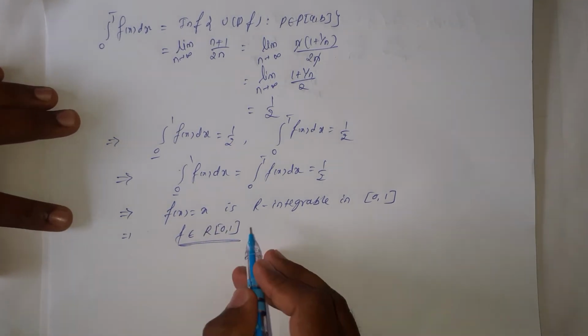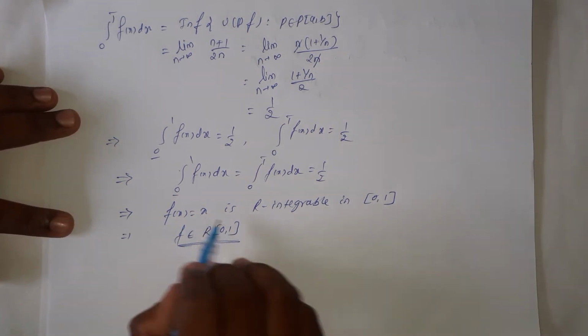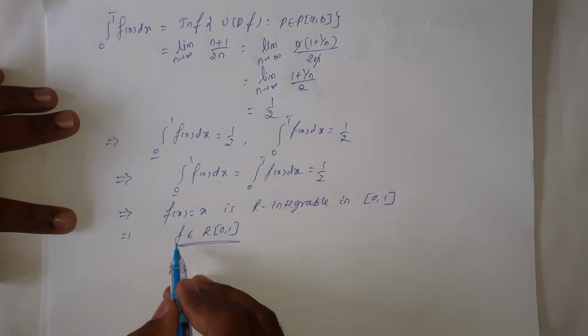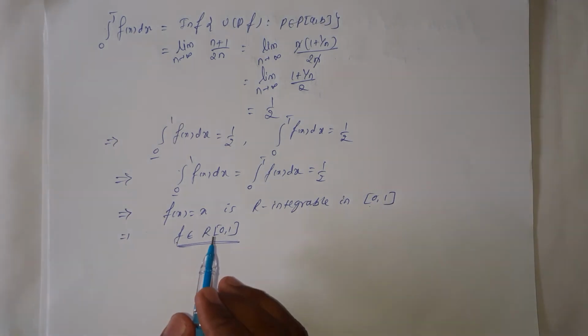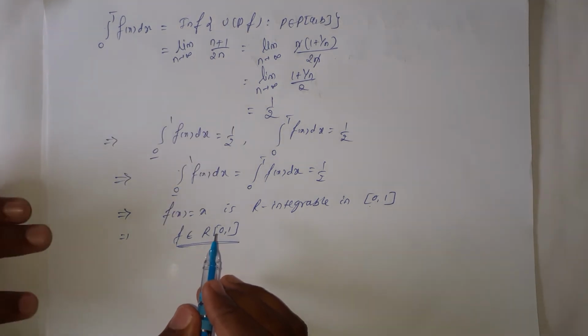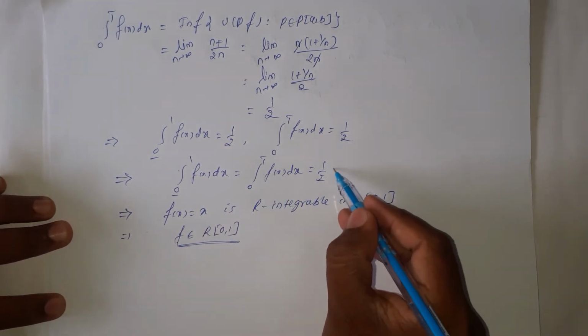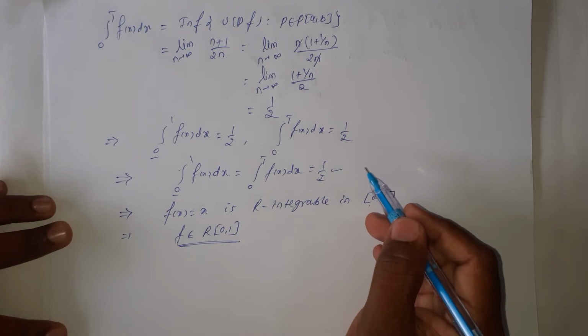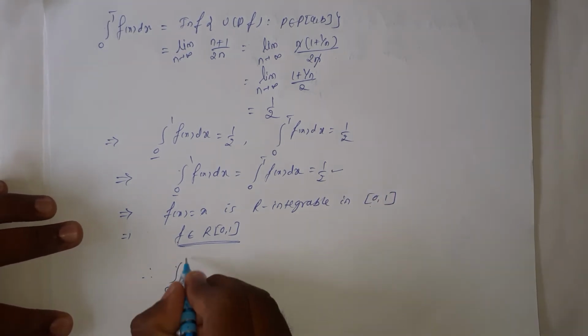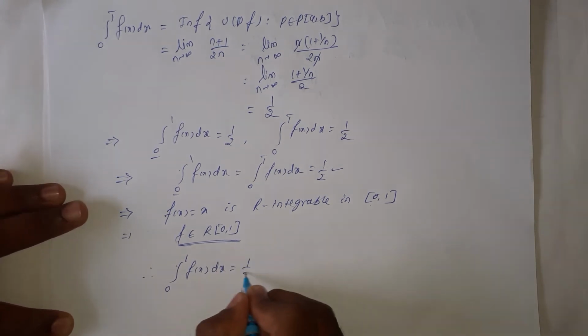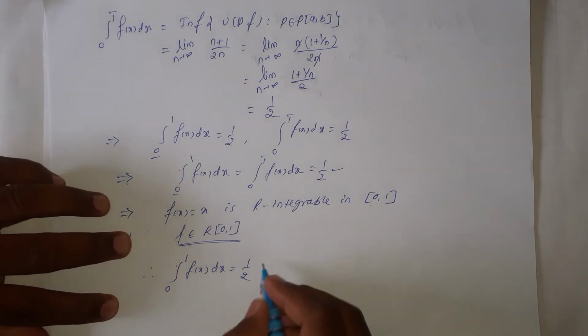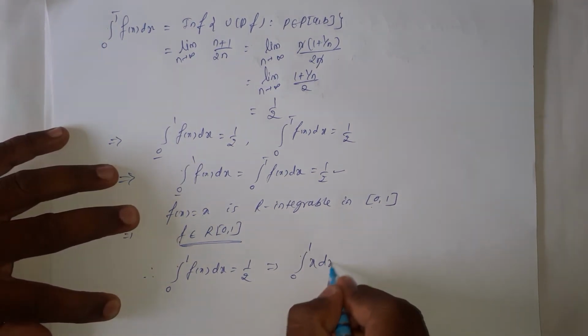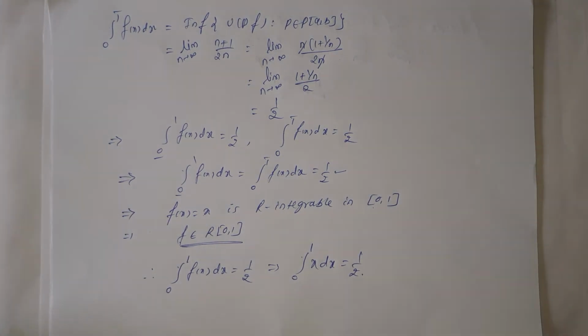This is the symbolic representation of a function which is R integrable. So f of x equal to x is R integrable in the interval [0,1], and therefore it belongs to R[0,1]. Also, we need the common value of the integral. If these two integrals are the same, then that value is called the common value of the Riemann integral. Therefore, the integral from 0 to 1 of f of x dx is equal to 1 by 2, and in place of f of x you can put x. So the integral from 0 to 1 of x dx is equal to 1 by 2. This is the answer for our question. Here we have proved that f is R integrable, and also we found the common value of the integral, which is 1 by 2.